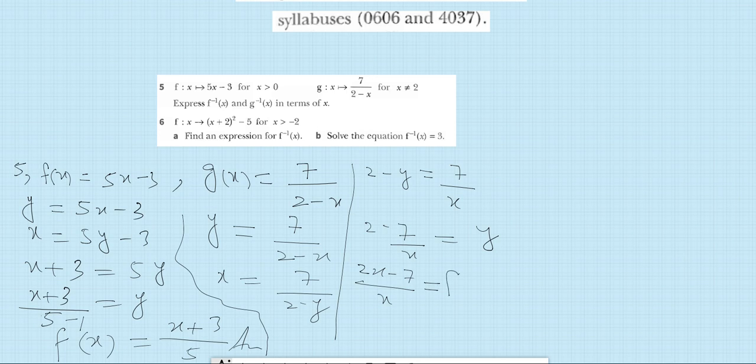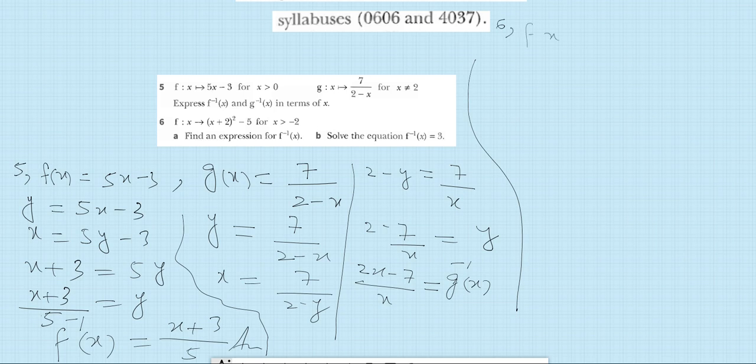y becomes g inverse x because the function is in the form of g. So we don't write f inverse x, we have to write g inverse x. This is the demand of the question. So this is the first part. f inverse x is equal to (x plus 3) upon 5 and g inverse x is equal to (2x minus 7) upon x. Now come to the next part. Sorry, there is no next part. So this is question number 5.